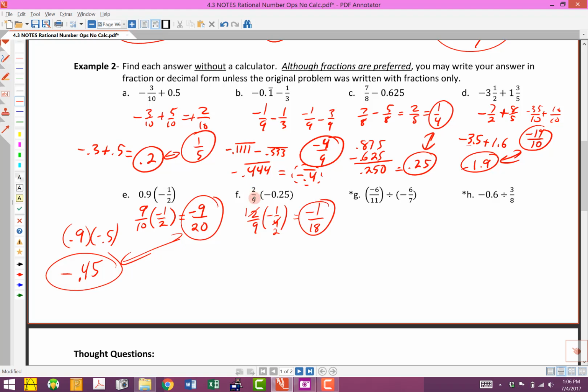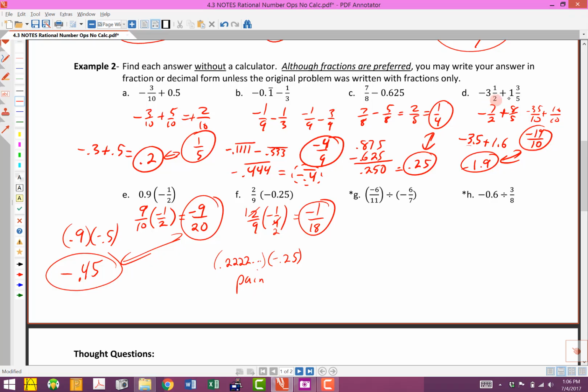Now if we try to do this in decimal form, that gets to be a bit of a hassle, because remember, if we've got 2/9, we're going to have 0.2222. This is going to go on forever, and then we're going to try and times that by negative 0.25. So doing this in decimal format would be a real pain. I mean, we can definitely tell that the answer is going to be negative, but other than that, this is going to be just a huge pain. Okay, so let's not do that one. Let's just stick with the answer in fraction format.